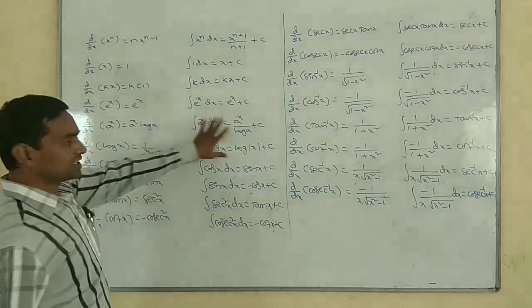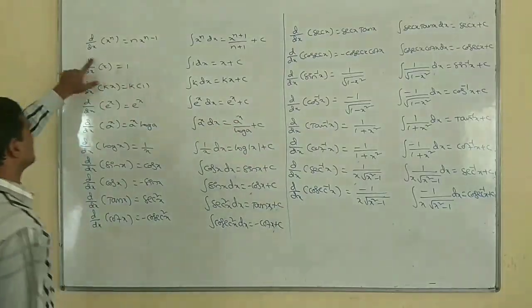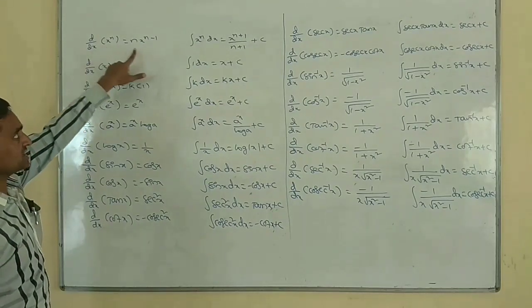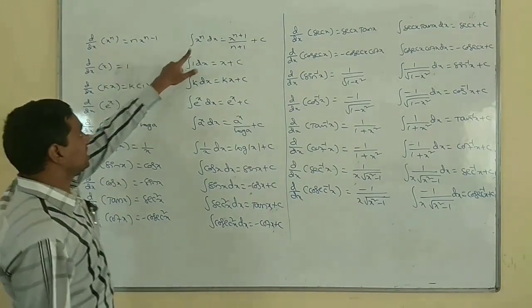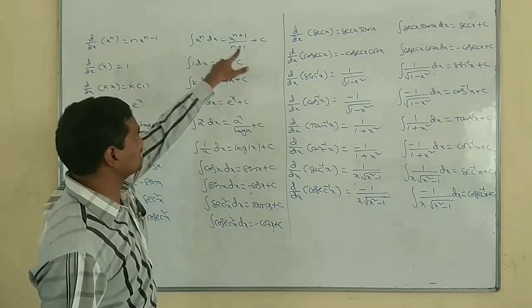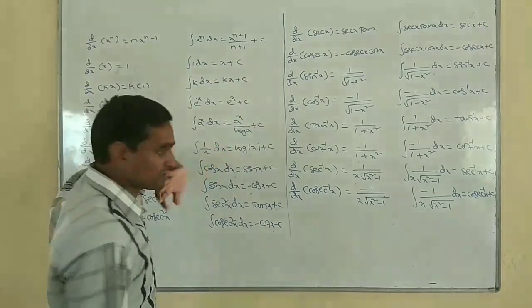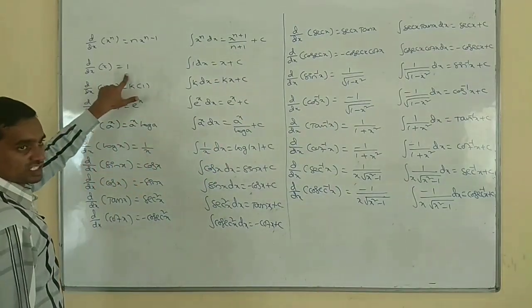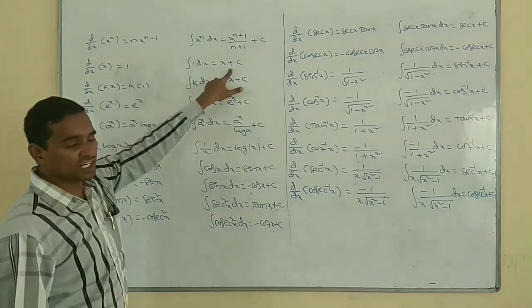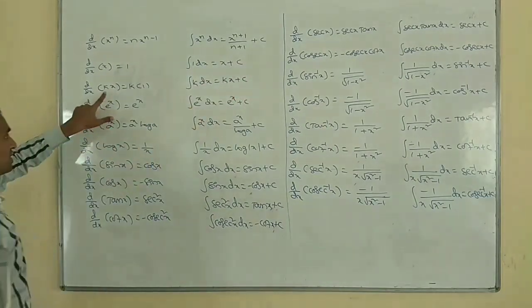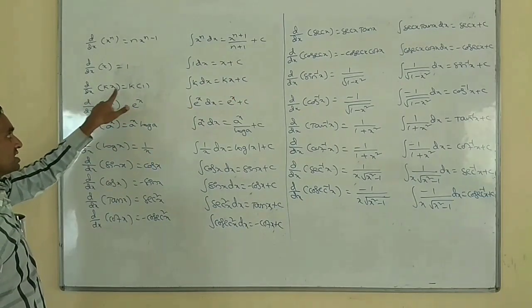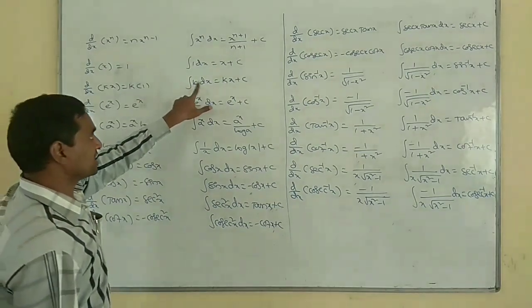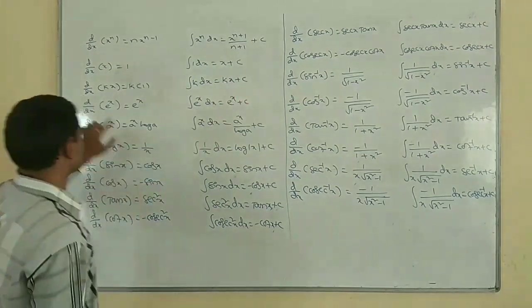Differentiation formulas, integration formulas. Once again, repeat that. Differentiation of x power n is n into x power n minus 1. Integration of x power n dx is x power n plus 1 by n plus 1 plus c. Differentiation of x is 1. Integration of 1 dx is x plus c. Differentiation of kx is k into differentiation of x, which is 1. Integration of k dx is kx plus c.